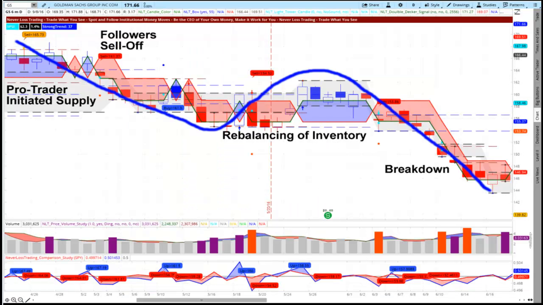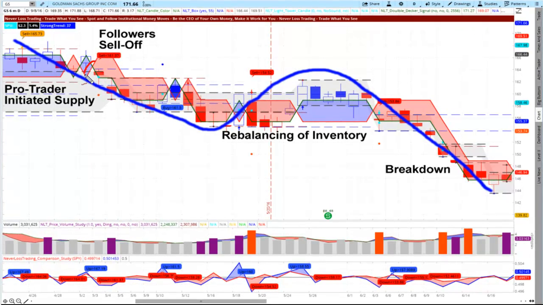So again, we follow the same price initiation move. And here you see pro traders initiate first supply on an orange signal. That was not confirmed here, so we're not ready to trade. But here, the moment followers sell off, that's the candle we enter into the trade and we start the move to the downside. And you see here how we are rebalancing inventories and then how we come in and trade and follow.